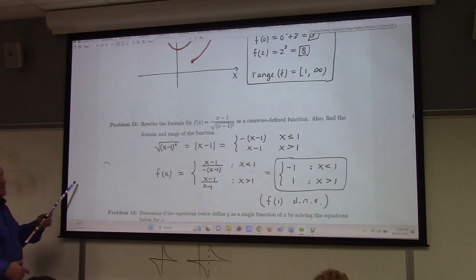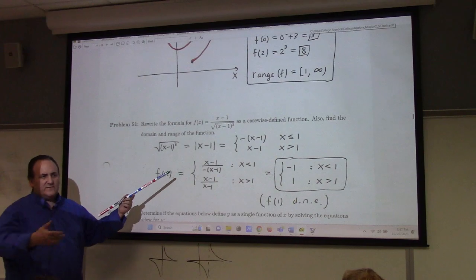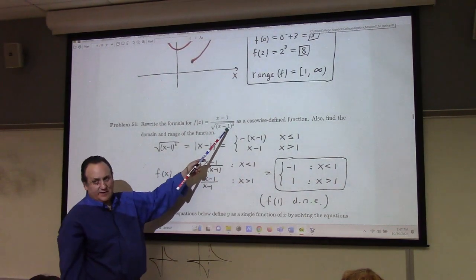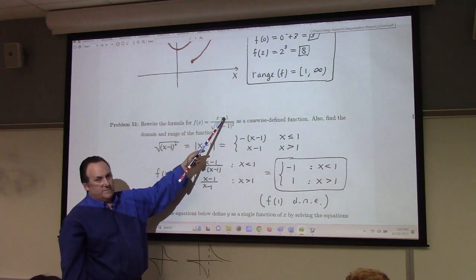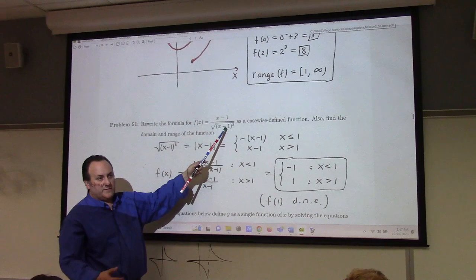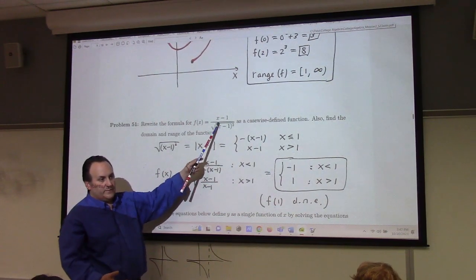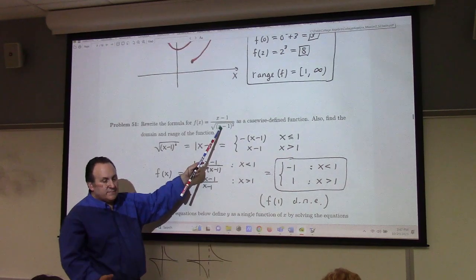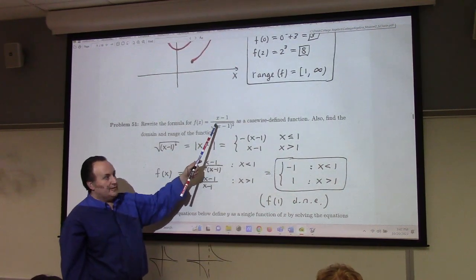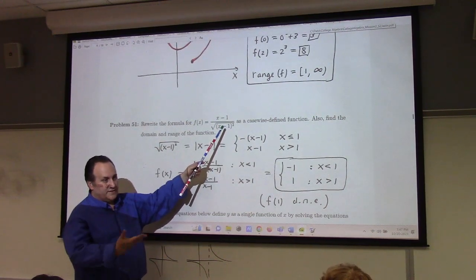And of course, with this kind of thing, if you don't know what to do, experiment. Just try plugging in a number. What happens when you plug in like 5 into this? What do you get? 5 minus 1, 4. 4 squared, 16. Square root of 16, 4. 4 over 4, 1, right? Try plugging in like 0 into it. What do you get? -1 over the square root of -1 squared. That's -1 over 1, which is -1.